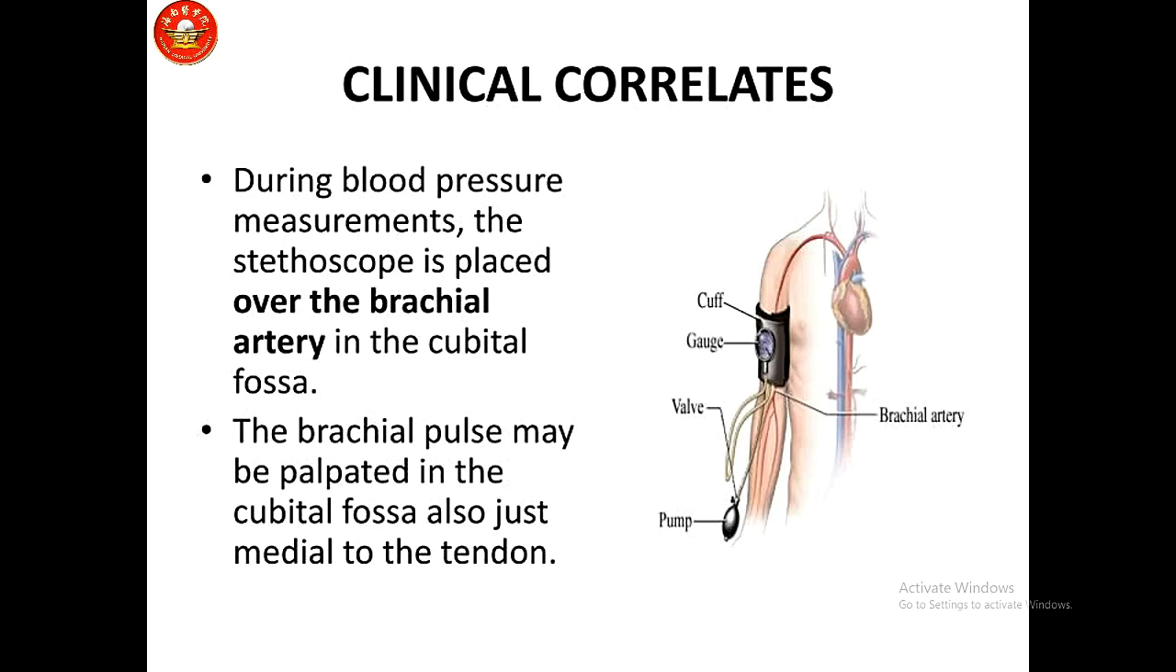Talking about further clinical correlation of the cubital fossa, during blood pressure measurement, the stethoscope is placed over the brachial artery in the cubital fossa. The brachial pulse may be palpated in the cubital fossa, also just medial to the tendon of the biceps.